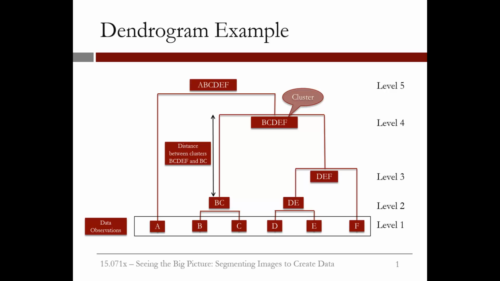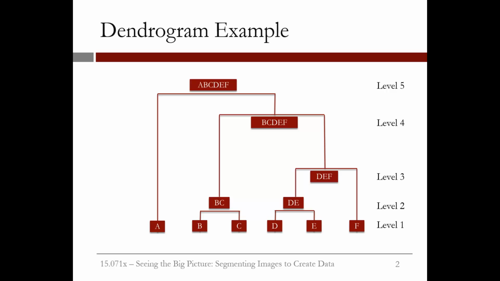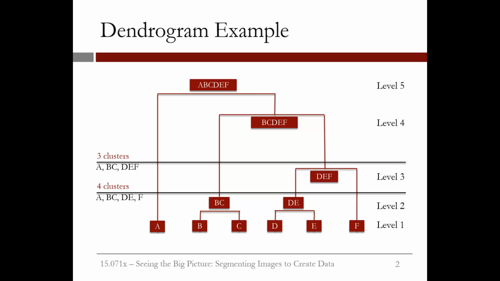parent node. Now, cutting the dendrogram at a given level yields a certain partitioning of the data. For instance, if we cut the tree between levels 2 and 3, we obtain 4 clusters, A, B, C, D, E, and F. If we cut the dendrogram between levels 3 and 4, then we obtain 3 clusters, A, B, C, and D, E, F. And if we were to cut the dendrogram between levels 4 and 5, then we obtain 2 clusters, A and B, C, D, E, F.